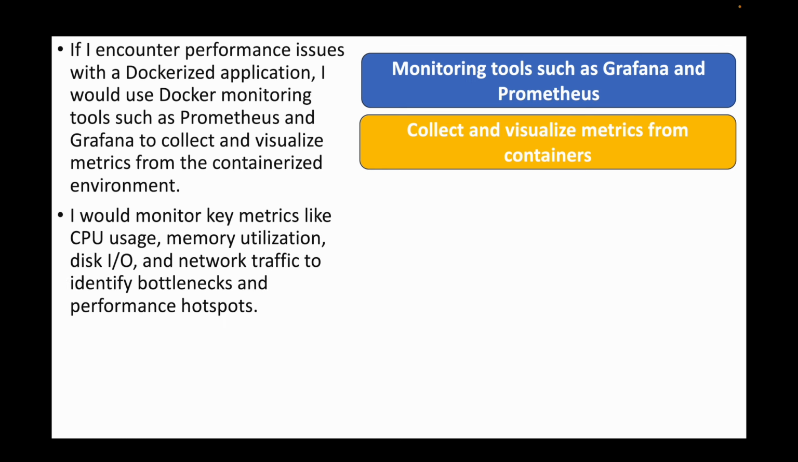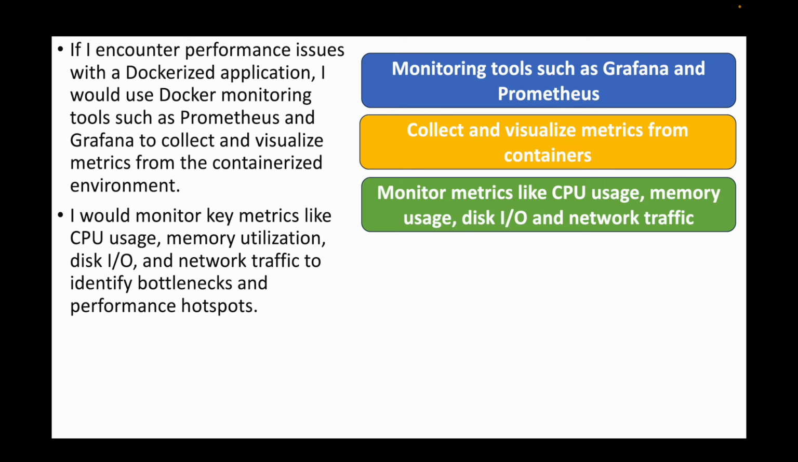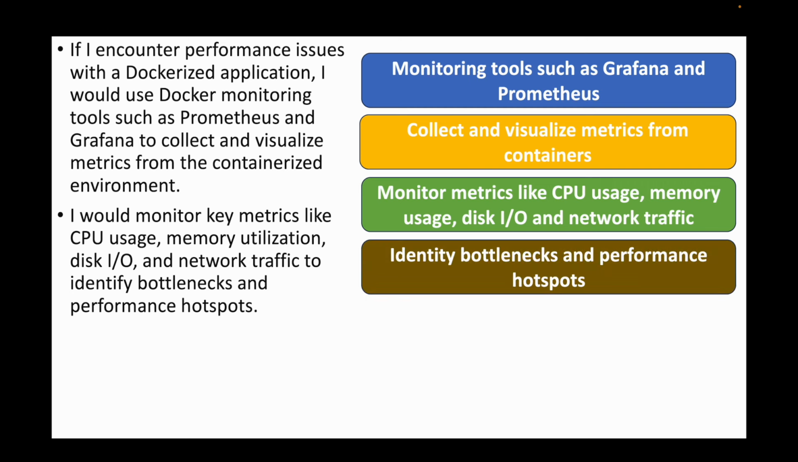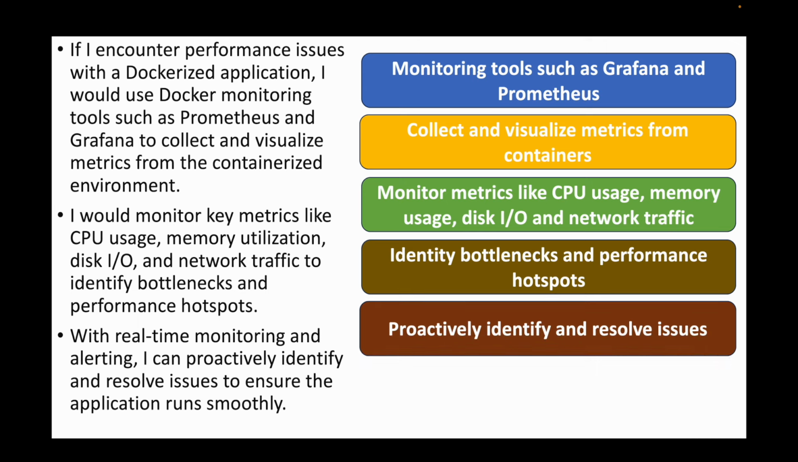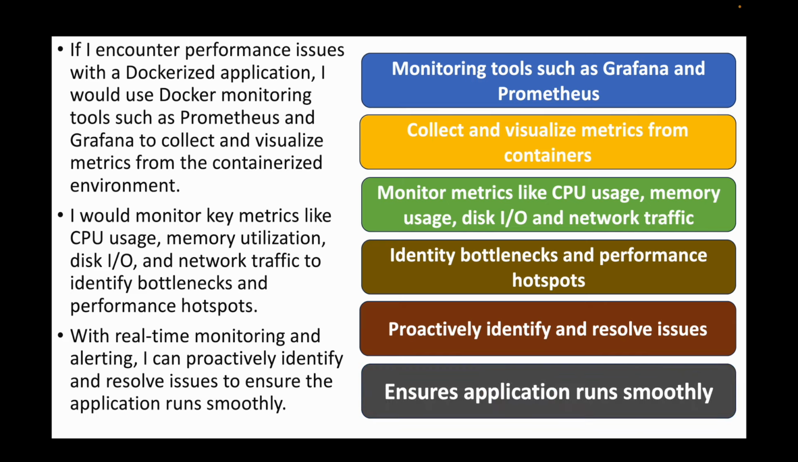We can also monitor key metrics like CPU utilization, memory utilization, disk input/output, and network traffic. And this will help us to identify any bottlenecks and any performance hotspots. So, where the performance is having an issue, where the application is not working as expected, we can monitor different metrics and get that information. So with this real-time monitoring and alerting, we can be very proactive to identify the issues and also make sure that we are resolving these issues, and this will ensure that the application is running very smoothly.